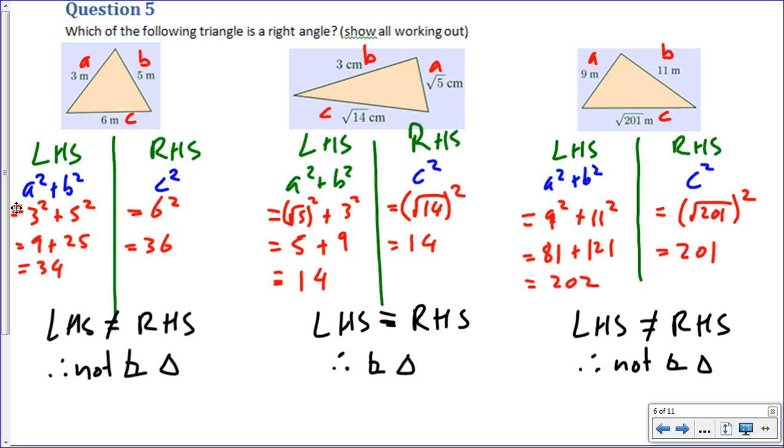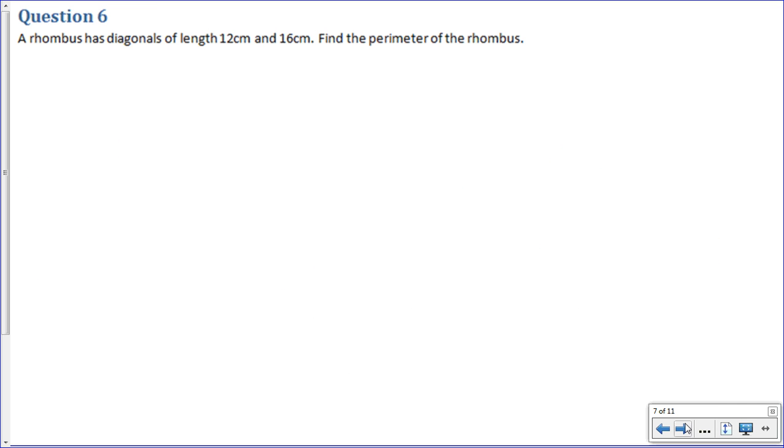So that is question 5. Question 6. A rhombus has a diagonal length of 12 centimeters and 16 centimeters. Find the perimeter of the rhombus. So we need to understand the rhombus first.